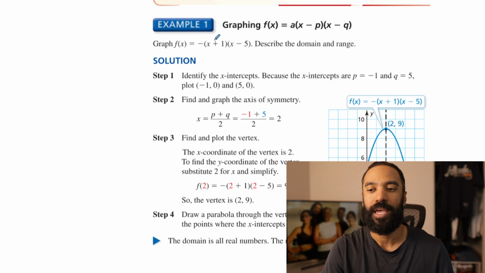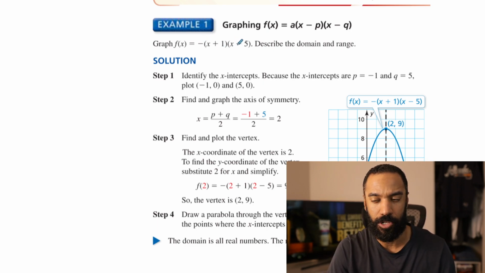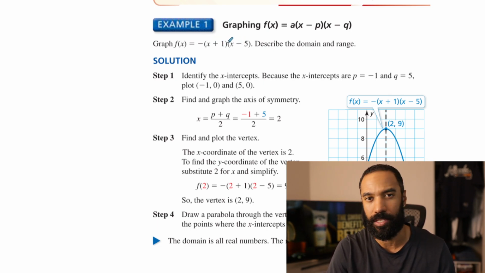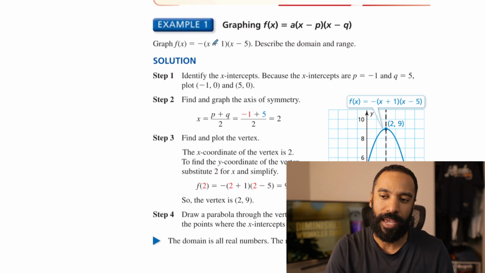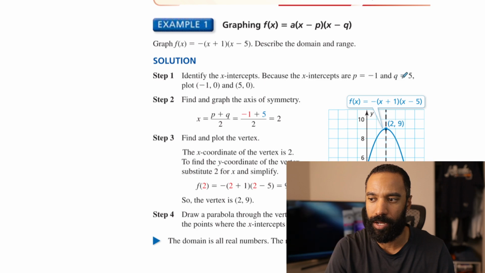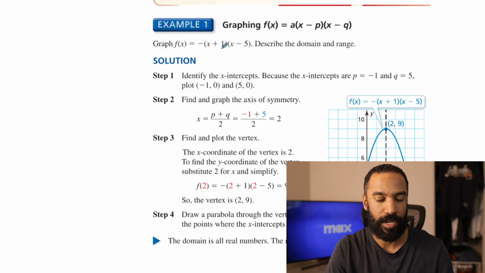Describe the domain and range. It's already in factored form. It has your factors, linear factors with x here, so we can solve. Your a is out in front. A is negative 1. We'll get to that. But your x-intercepts are going to be negative 1 and 5, essentially the opposite of these numbers here.